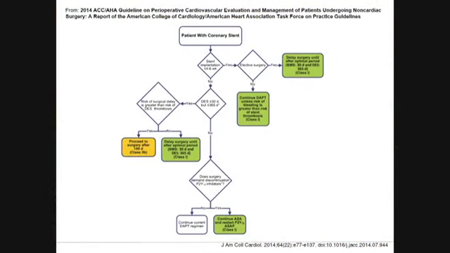In comparison, this is the algorithm that came out in 2014 at the same time, looking at dual antiplatelet therapy when patients who have a coronary stent are coming for surgery. And you can see most of the evidence is class 1 evidence, and that's the green box. So you have 3 green boxes and just 1 yellow box. There are no red boxes.